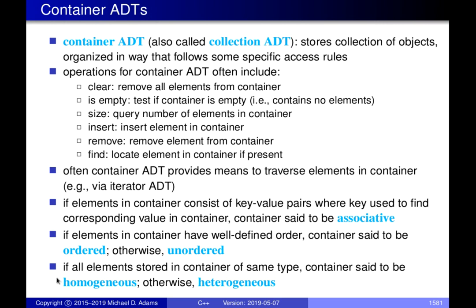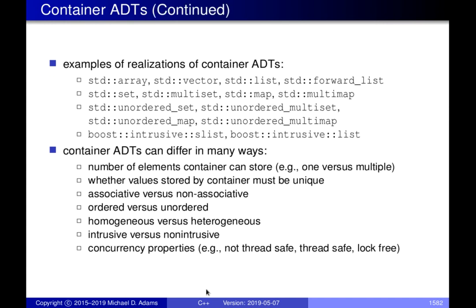And I mentioned at the beginning of the slide, containers can be homogeneous or heterogeneous. If they're homogeneous, it just means the elements in the container all have the same type. You can have a more flexible kind of container that allows you to put elements of different types in it, which is referred to as heterogeneous. And some examples of realizations of container ADTs, in other words, containers in the standard library, there's quite a few of them: array, vector, and so on. The list goes on and on.